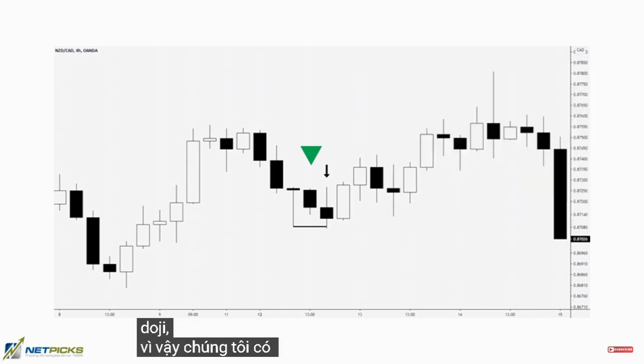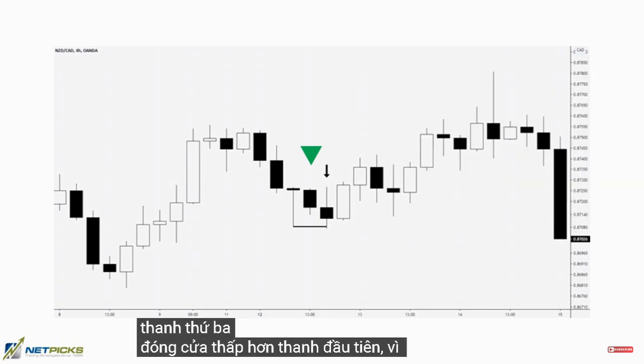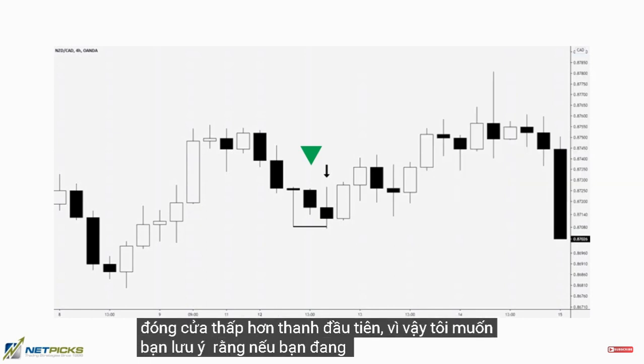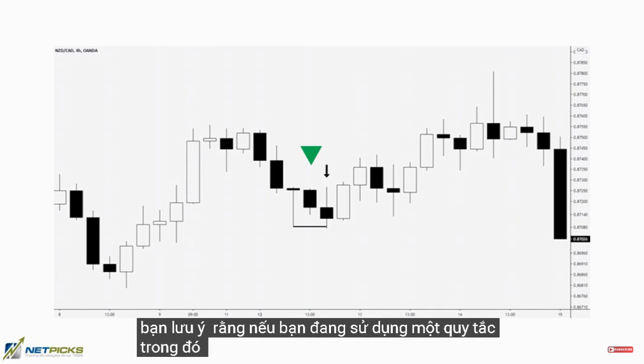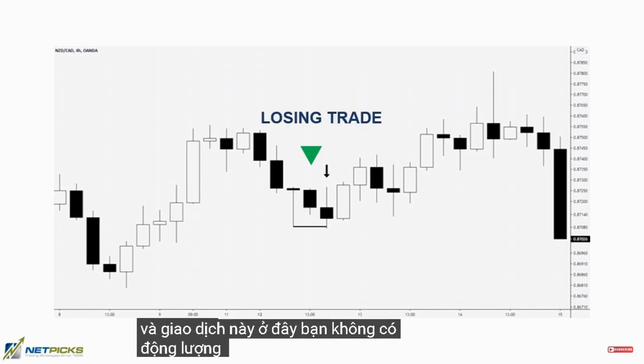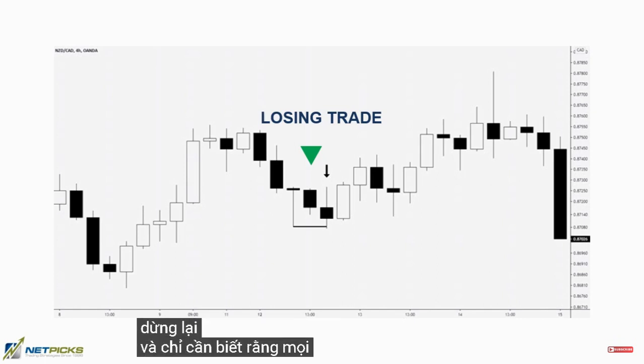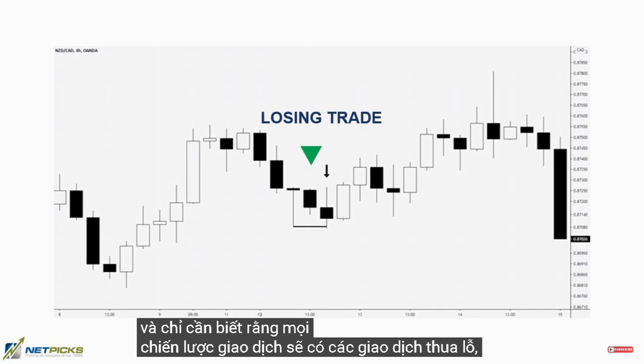So we do have the inside candle, and the third bar does close lower than the first bar. I want you to note that if you're using a rule where price has to make a new low lower than the first candle, it actually does in this example, but just barely. And on this trade, you get zero momentum, nothing in your direction. It starts to go up, and you probably would have got stopped out. Just know that every trading strategy is going to have losing trades.